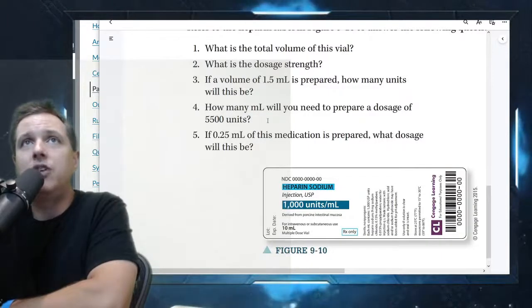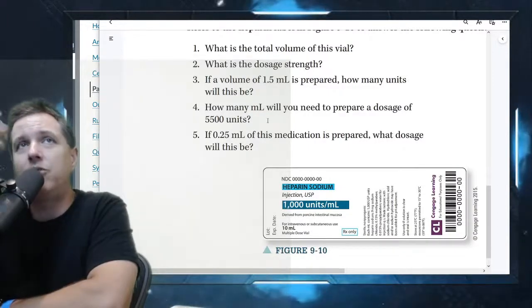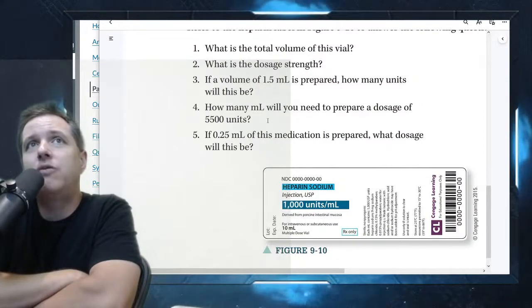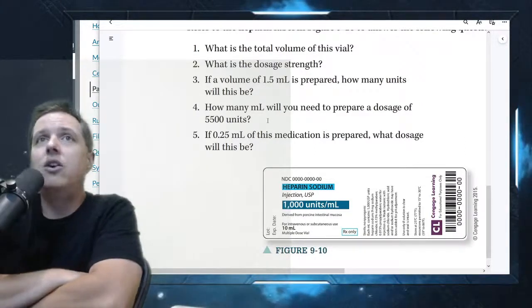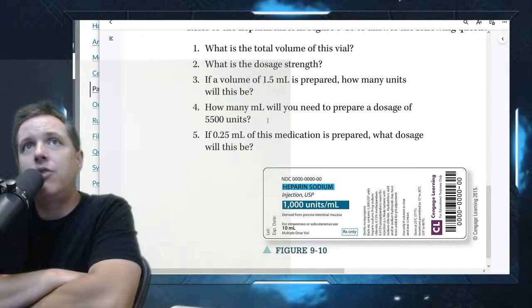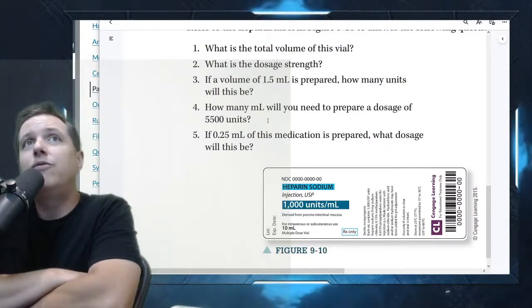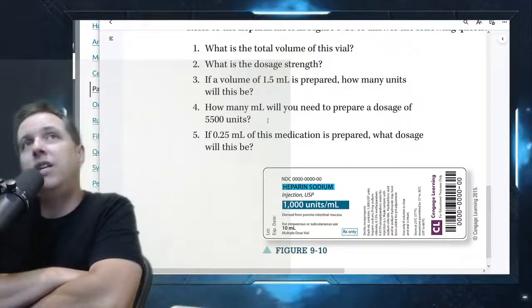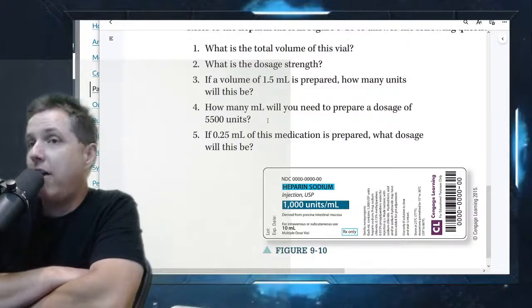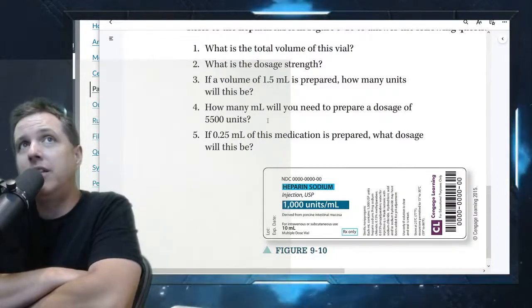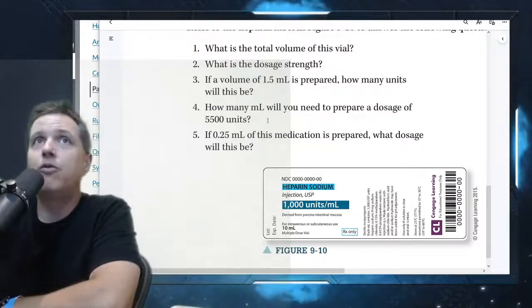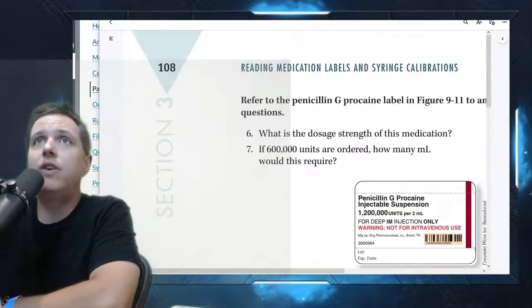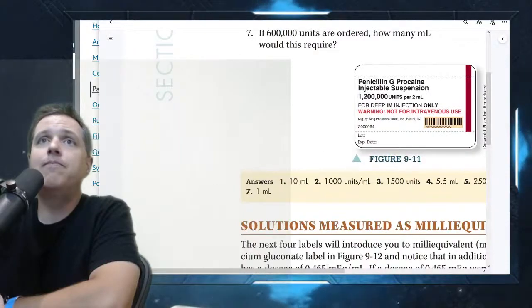So you can see these questions are being asked from two directions. How many milliliters will you need to prepare a dosage of 5,500 units? Well, if each milliliter gives you 1,000 units, then five milliliters would give you 5,000 units, but then you need another 500, so it's another half a milliliter. So 5 milliliters plus a half milliliter, or 5.5 milliliters, should give you your 5,500 units.